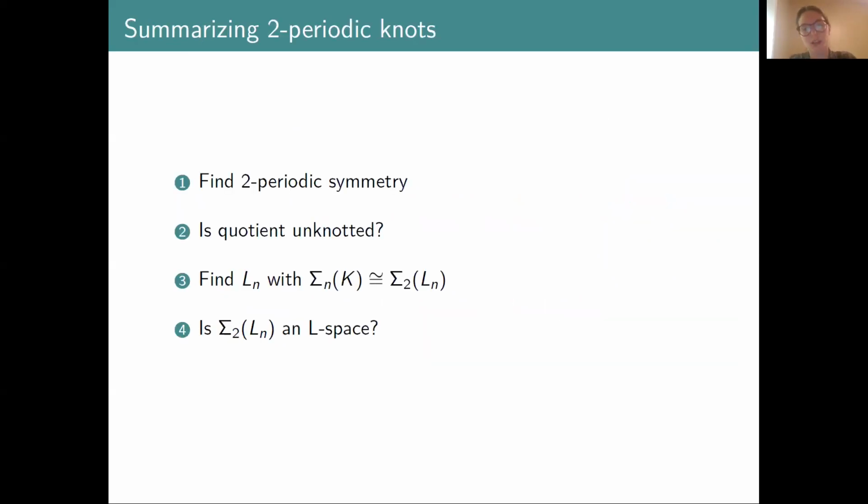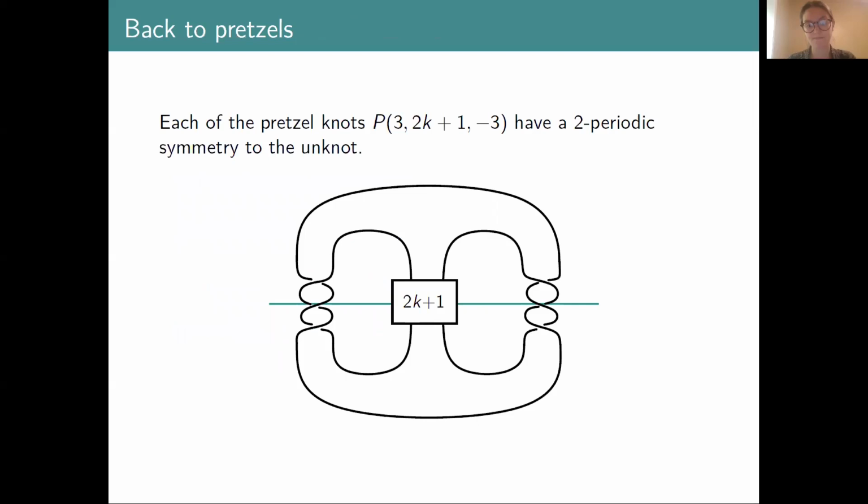Okay, so just to summarize, we found a 2-periodic symmetry for the figure 8 knot. We noticed that the quotient was unknotted, and then by some procedure that I didn't explain to you, we found a link for each n whose double branch cover was the n-fold branch cover of our original knot. And then the last thing you want to know is whether that double branch cover is an L space. Are we any closer to understanding whether these manifolds are L spaces? And in general, that's hard. So right now, I've only told you one theorem that can answer that question, and that's if this link is alternating.